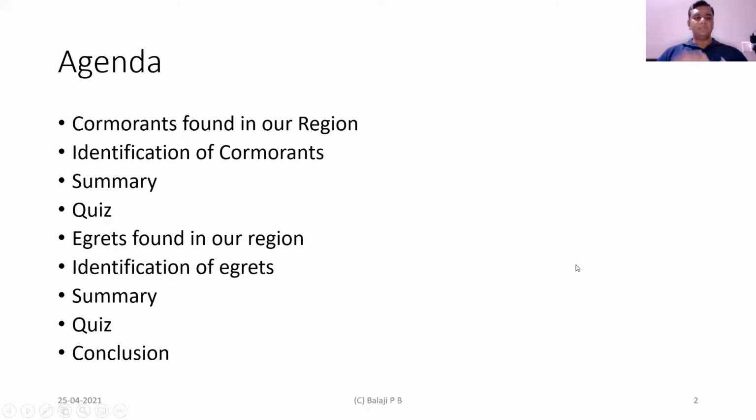Now, the way that we have structured this presentation is similar to the other presentations, the identification of pipits and identification of larks. So we're going to look at cormorants, and how to identify the cormorants seen in our region. We're going to summarize. There's going to be two quizzes: a quiz separately for the cormorants found in our region and another separate quiz for the egrets.